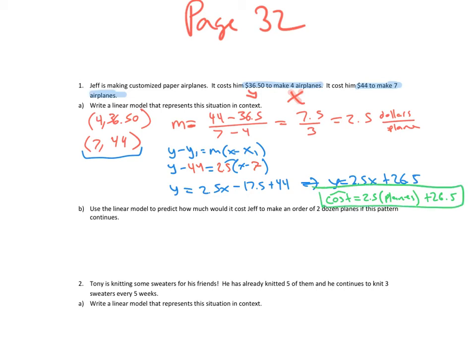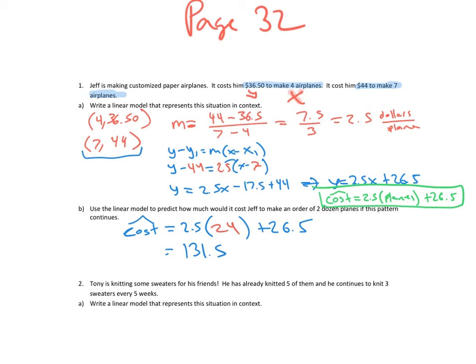Then we're going to use that in part B to predict how much it would cost Jeff to make an order of 24 planes if this pattern continues. So 24 planes, and I'm going to predict by plugging in. Predicted cost equals 2.5 times 24, because I'm predicting 24 planes, plus 26.5. And if you type that in, you get 131.5.